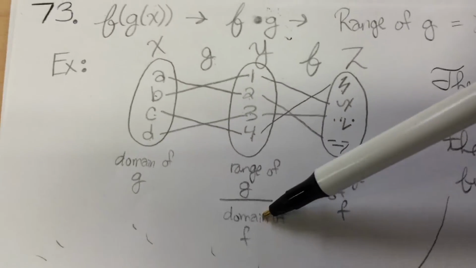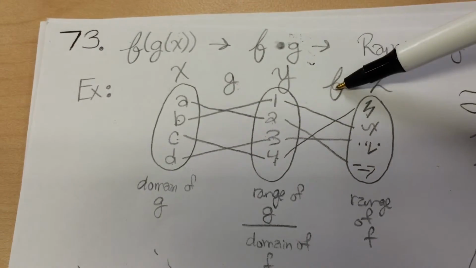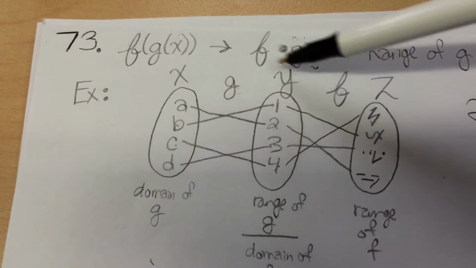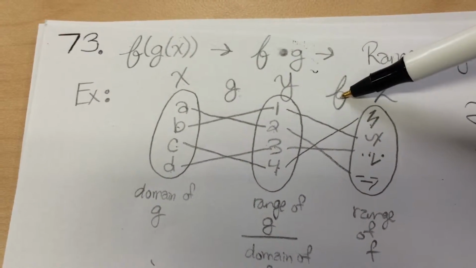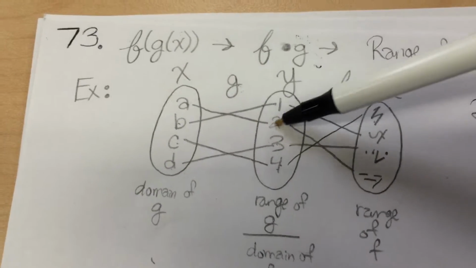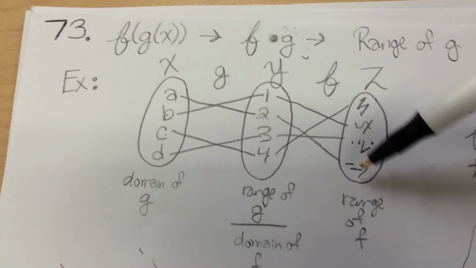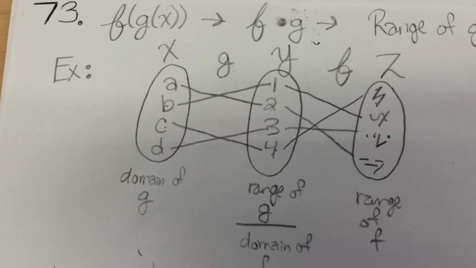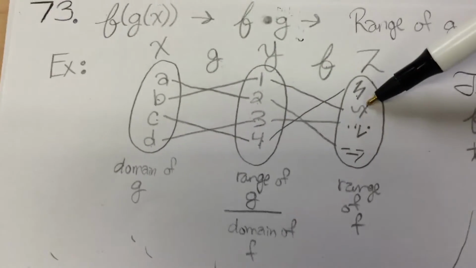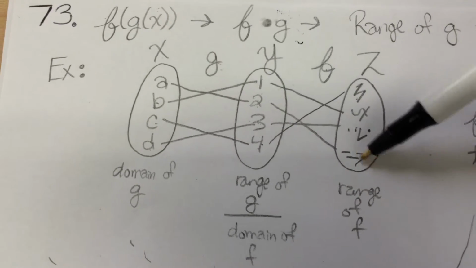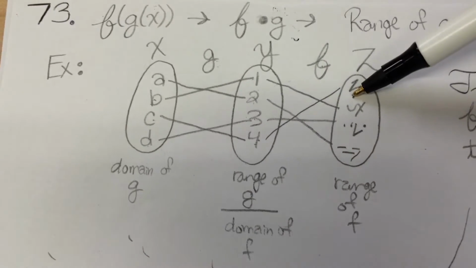However, this is also the domain of f. So that means whatever g does, it dictates what f will do. For example, when g is a, the domain of f is 2, which means that when f is 2, it equals this symbol right here. So if you go through this, f of 1 is this symbol, f of 2 is this symbol, f of 3 is this symbol, and f of 4 is this symbol.